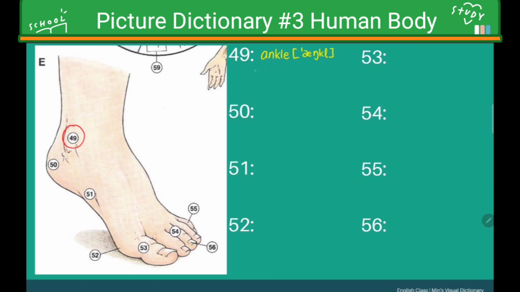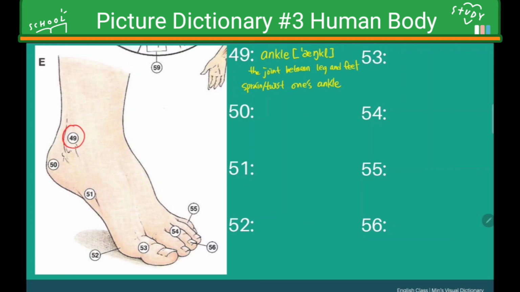And this is the joint between our leg and feet. And we also use the term sprain or twist our ankle, one's ankle, when we hurt our ankle.